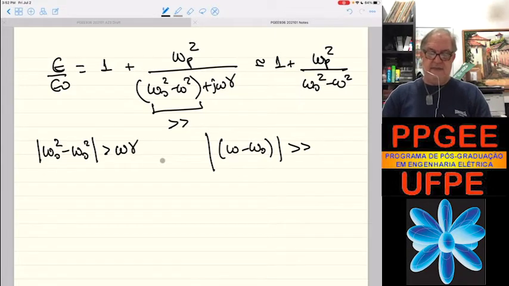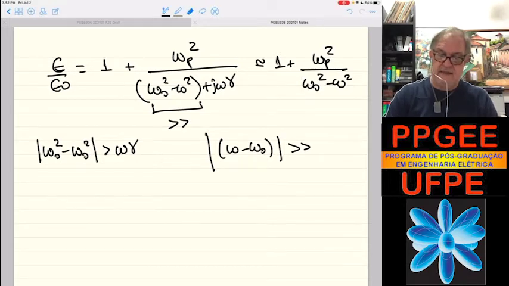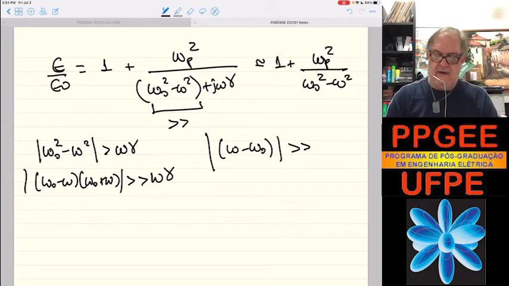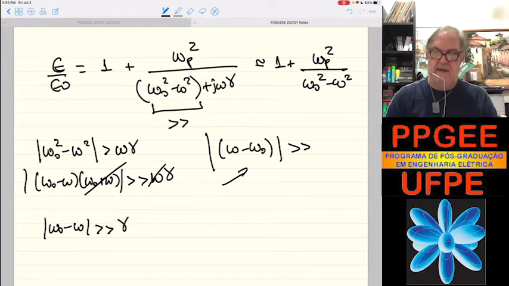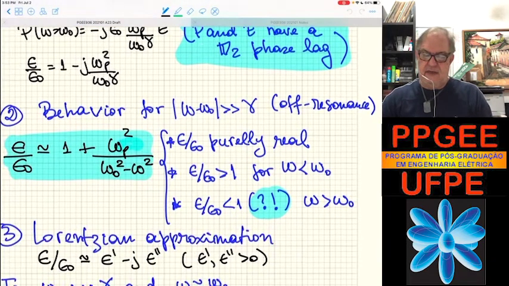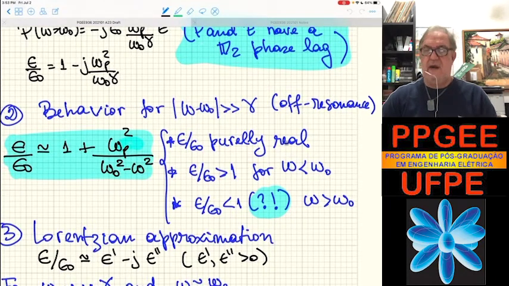When this is much larger than gamma, what is this? This is omega 0 minus omega, omega 0 plus omega, magnitude much larger than omega gamma. Well, I can drop this in here, right? You get something like this. So the magnitude of omega 0 minus omega is much larger than gamma. So we have this result here. Okay, so what do we have? Well, this is a real number, right? So the relative permittivity is a purely real number.